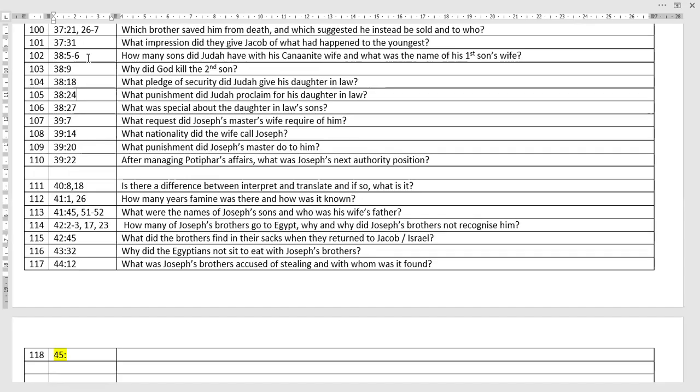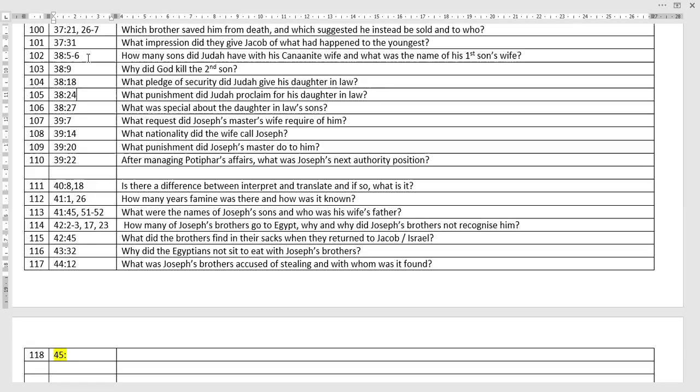Question 105. What punishment did Judah proclaim for his daughter-in-law? 38 verse 24. They proclaimed she was to be burnt. And again, this is not stoned. There's a difference between burnt and stoned. This is because she was a part of the Levite lineage, the Judah priestly line. And with priests or priests' wives who commit whoredom, they are burnt. You see this in Leviticus chapter 21, verse 9, and also look up Deuteronomy 22, verse 21. There's a difference between the treatment of ordinary women of the other tribes who commit harlotry or adultery, and those of the priestly line.